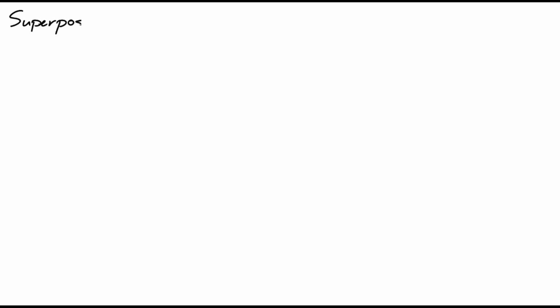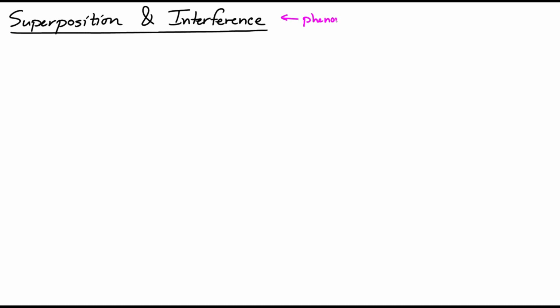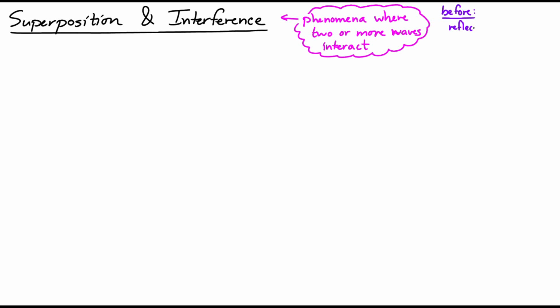Let's take a look at superposition and interference. These two phenomena are examples of when multiple waves interact. Previously, we looked at what happens to a single wave when it, say, goes into a new medium or reflects or whatever. But what happens when two waves come together?